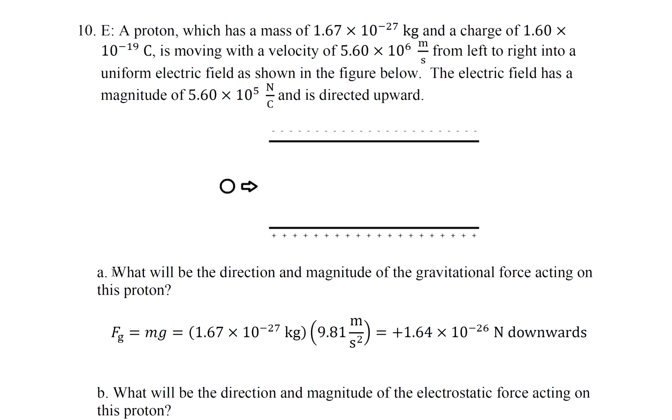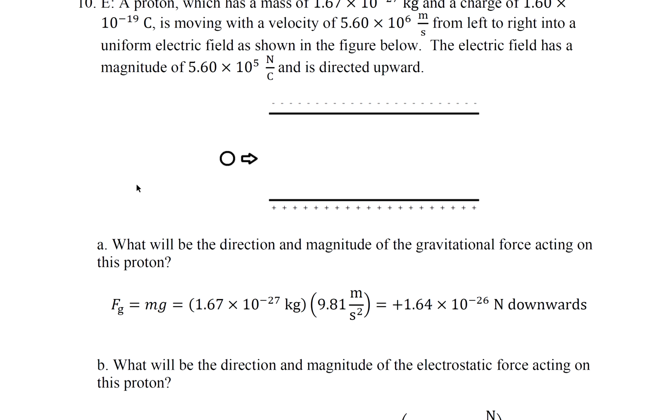Question 10. A proton, which has a mass of 1.67 times 10 to the minus 27 kilograms and a charge of 1.6 times 10 to the minus 19 coulombs, is moving with a velocity of 5.6 times 10 to the 6 meters per second from left to right into a uniform electric field as shown in the figure below. The electric field has a magnitude of 5.6 times 10 to the 5 newtons per coulomb and is directed upward, as you can see. So, if this object is positively charged, it's going to curve upward. Yeah? It's going to curve upward.